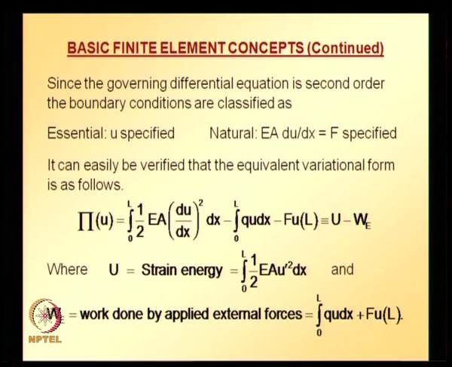So if you are good at writing the potential energy expression directly, you can do it, or you can start with the given differential equation and apply the procedure we learned for the variational method or Galerkin method, and finally you will arrive at this equivalent variational functional. So now we are ready to substitute the finite element approximation of u and apply the stationarity conditions that we already did in the last class, and get the element equations for this problem.